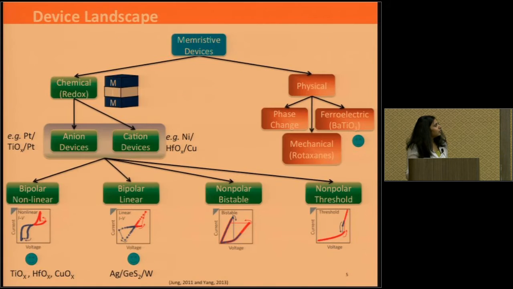And a quick overview on the device landscape itself. At a high level, we classify the memristive devices into the chemical and physical layers, and then within the chemical it's just like a metal-insulator-metal layer, and we have anion and cation devices within which there are again several subclassifications. So we have worked with devices in this range, which is the bipolar nonlinear and the bipolar linear devices.